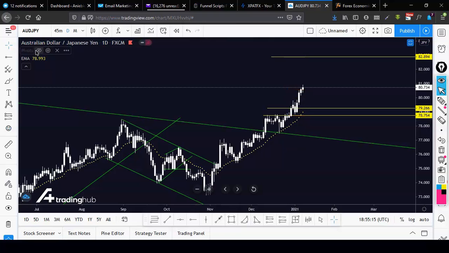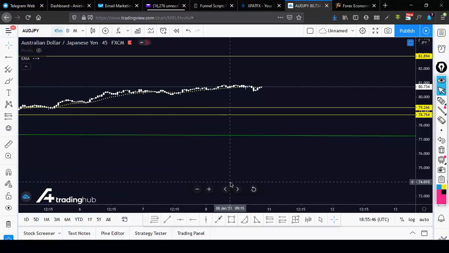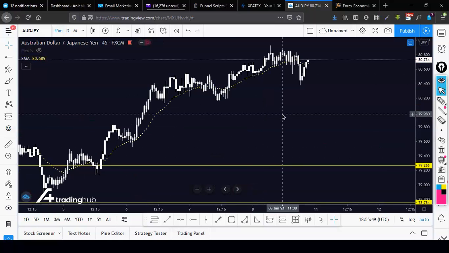So I now turn off my pivots. We want to see pullback to target this level, then we won't be seeing a retracement, and that's what I'm saying. We may see a retracement down here, so we want to buy and join when it retraces. So when we see that retracement to this level and we get a good rejection, that is when we want to buy to 82.894 zone, right? So let's go to 45 minutes and see if we have any signs of retracement.